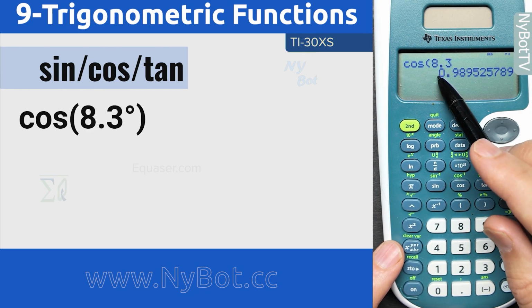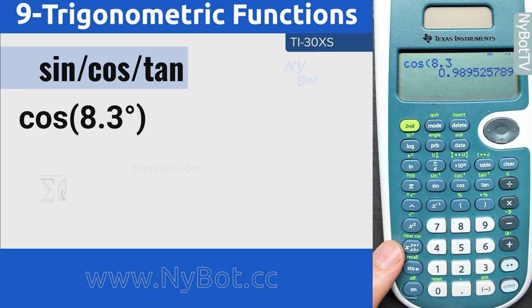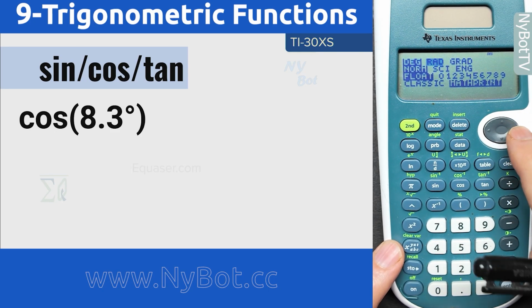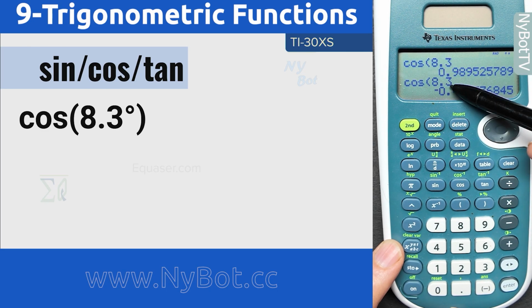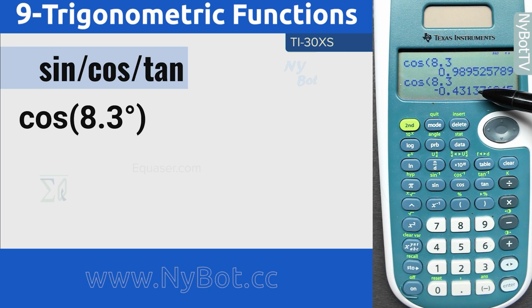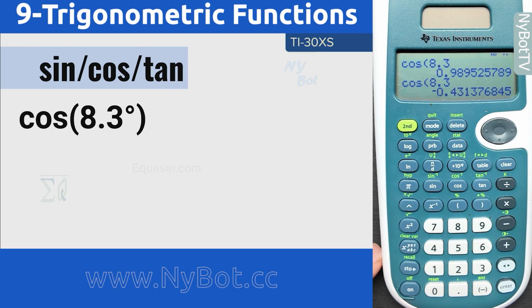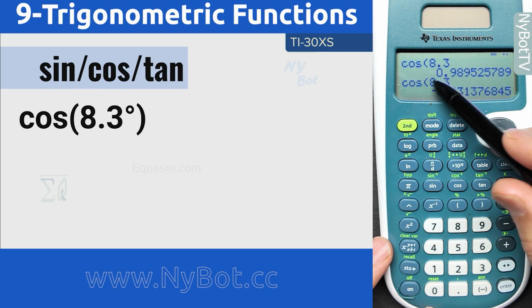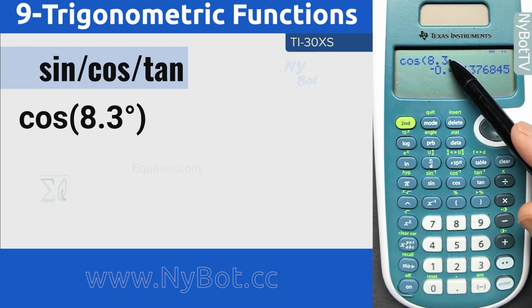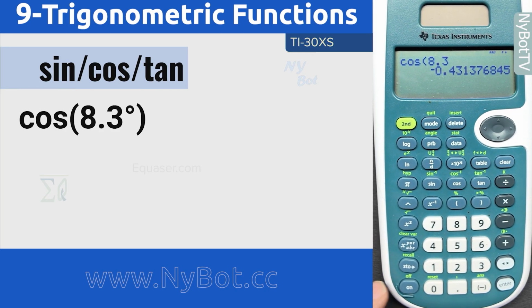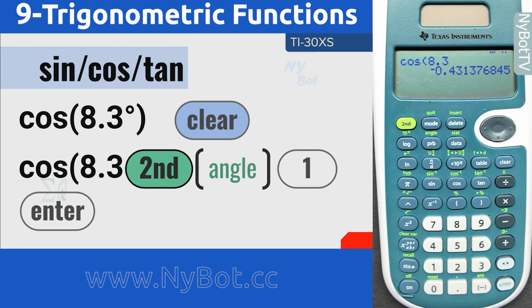Now cosine of 8.3 degree is this value. If I press mode and radian and clear, now it assumed radian, and cosine of 8.3 is minus 4.3. So keep that in mind. If you are in radian and you want to explicitly enter degree, this is how you do it.